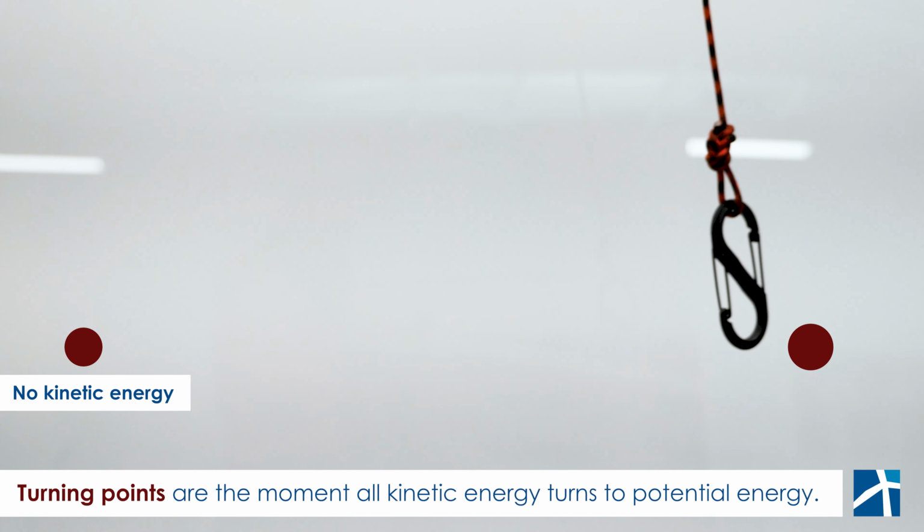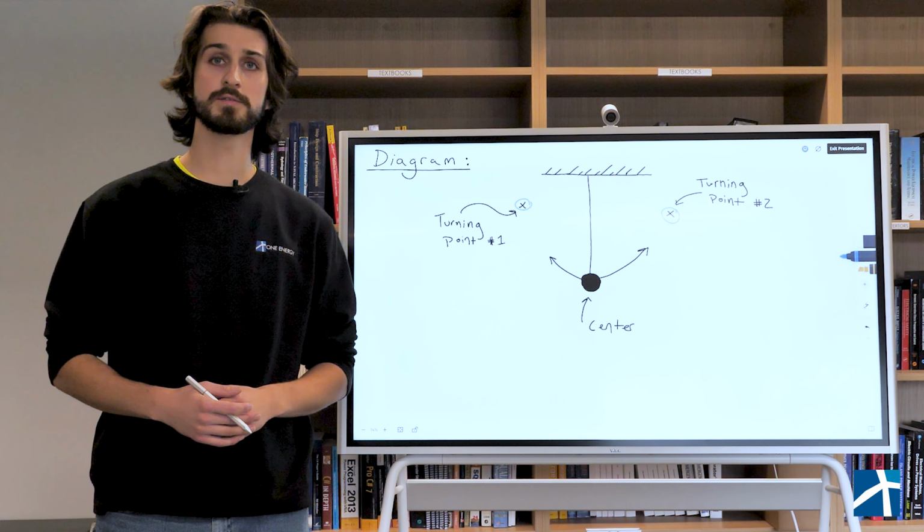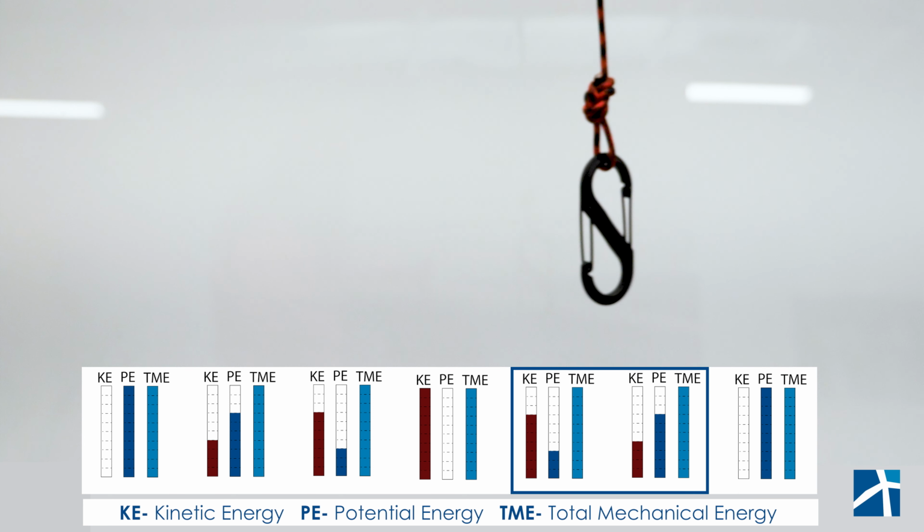Let's visualize this by looking at an energy bar graph side by side with the motion of the pendulum. We'll start by releasing it from one side. And before we let go, notice how the total energy is equal to the potential energy. As soon as we let go, the kinetic energy increases as it swings to the other side.